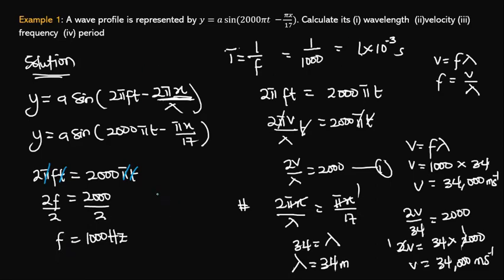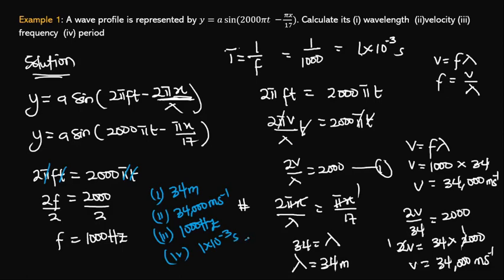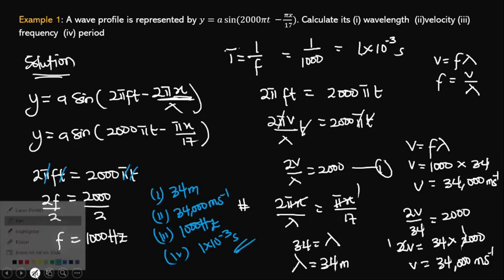So therefore we can conclude that our wavelength is 34 meters. Our velocity is 34,000 meters per second. Our frequency is 1000 hertz. And our period is 10 raised to the power -3 seconds. So this is the answer for this example.